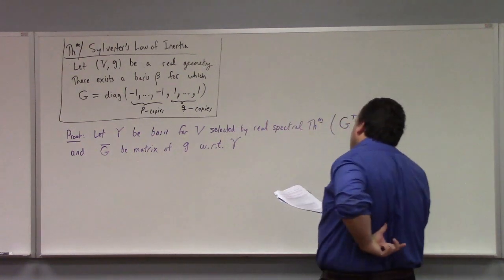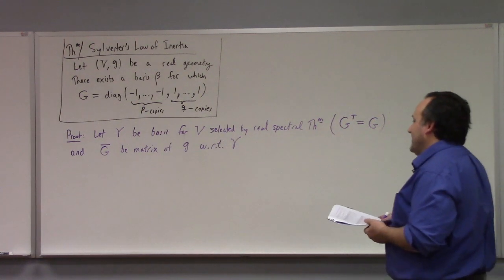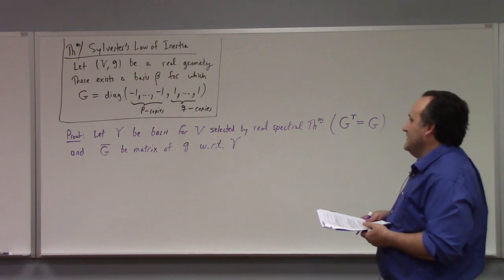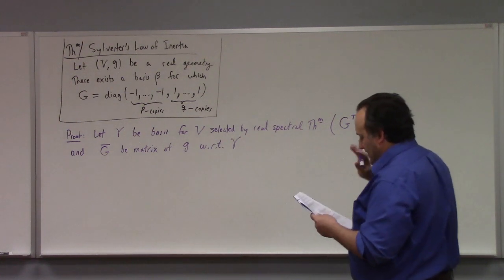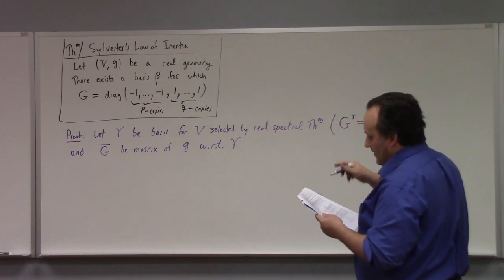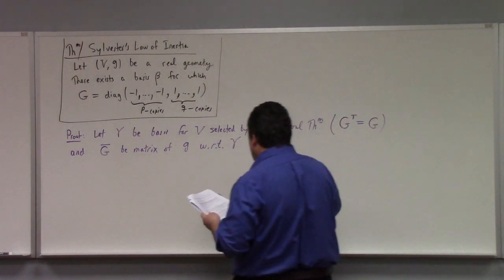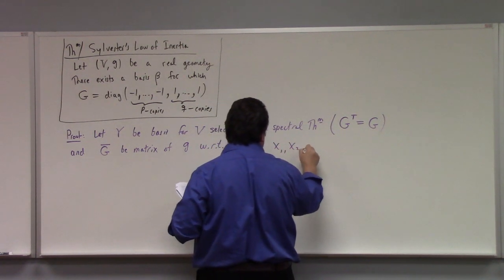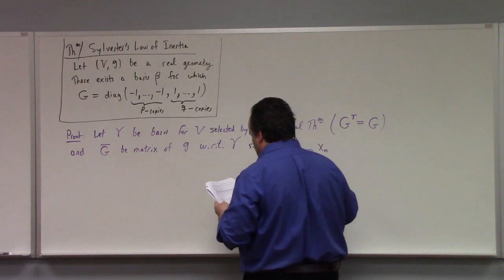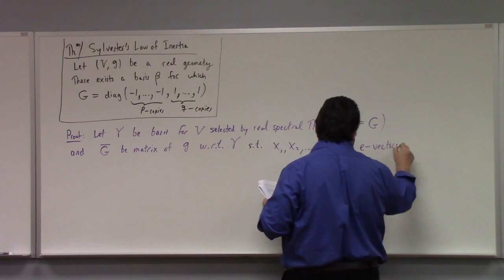Now, to be fussy, I say there's an orthonormal basis. So gamma bar is the orthonormal basis, and x1, x2, ..., xn are eigenvectors.